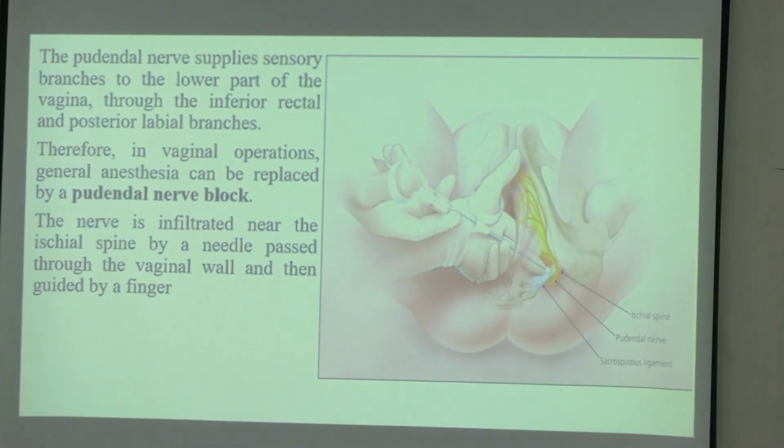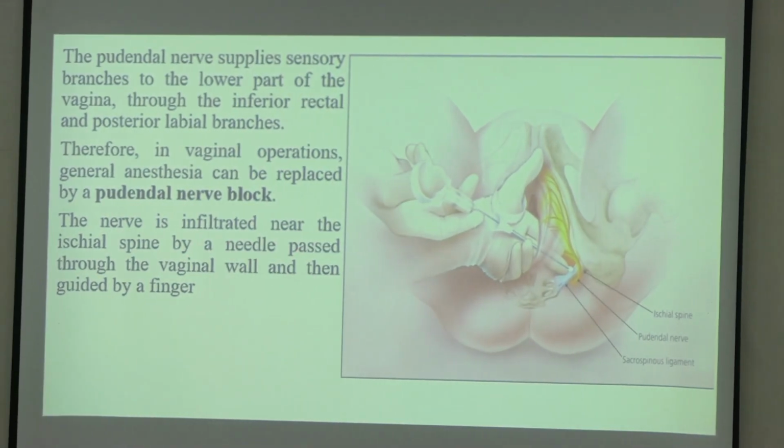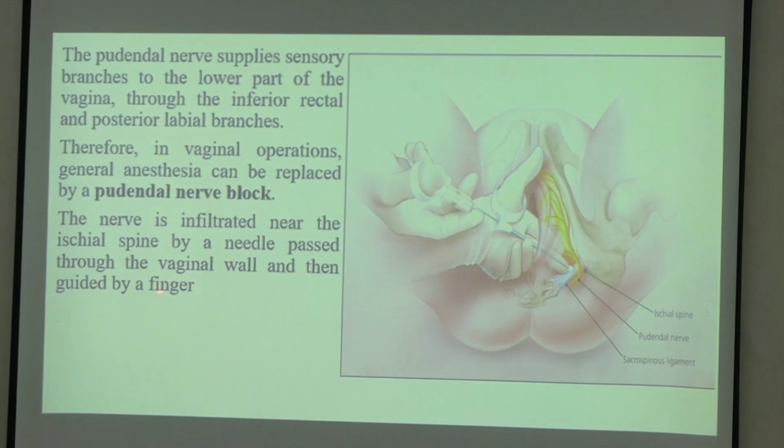Now, how is it given? The nerve is infiltrated near the ischial spine by a needle passed through the vaginal wall and then guided by a finger.